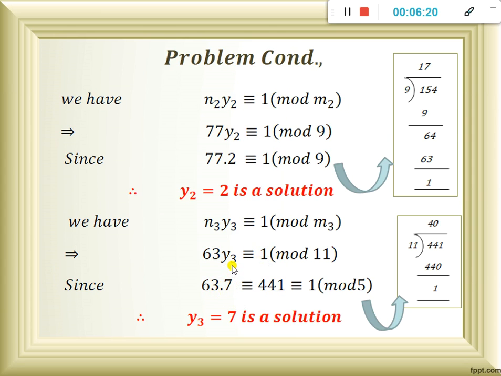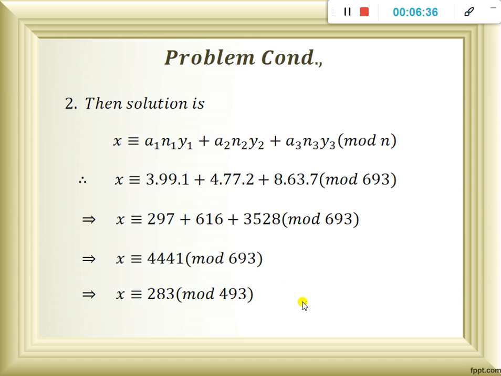It's after all a trial and error basis. You just multiply 63 with 7, you will get 441. Now divide that 441 by 11, you will get 1 as the remainder. Therefore, the value for y3 is 7. Now we have the y1, y2, y3 values. Already we have the a1, a2, a3 values from the problem, and through the general formula we get the n1, n2, n3 values.